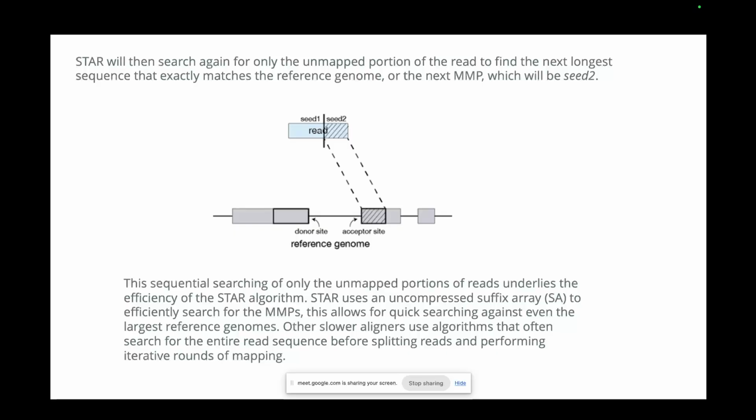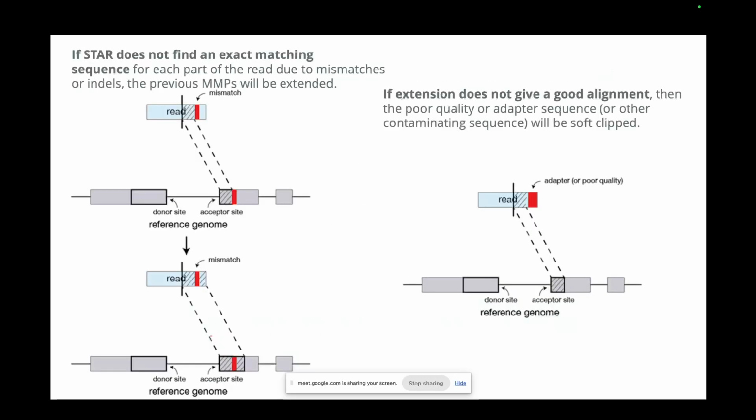So again, it'll take the whole read and try to map the read as much as possible. If it matches quite a bit, then it'll take the unmapped read and try to match it somewhere else. It uses uncompressed suffix arrays to efficiently search for these MMPs, and this allows for quick searching even against very large reference genomes as well.